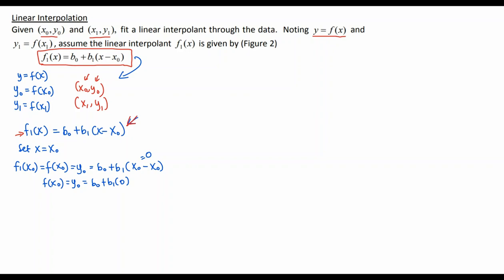x naught minus x naught will become 0. So at the end we can see that f of x naught should be equal to b naught. Okay, so we are going to do the same for the second data point also.